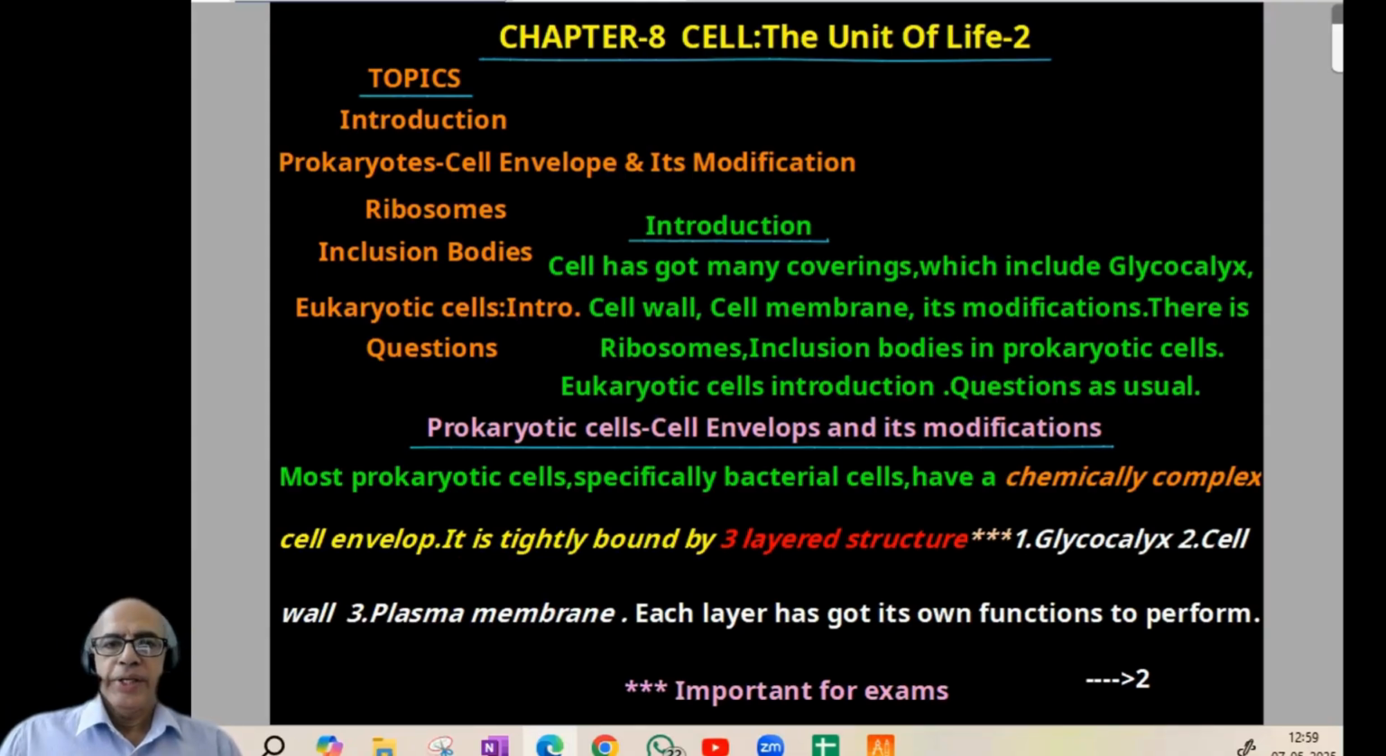So Chapter 8, Cell, the Unit of Life, Episode 2, topics. As usual, there will be an introduction. Then prokaryotes will be expanding in this episode from cell envelope and its modification. Then ribosome, inclusion bodies, eukaryotic cell, just an introduction only. Then as usual, 5 theory questions, 5 NEET model questions with the key. Remember, NEET 26 for that.